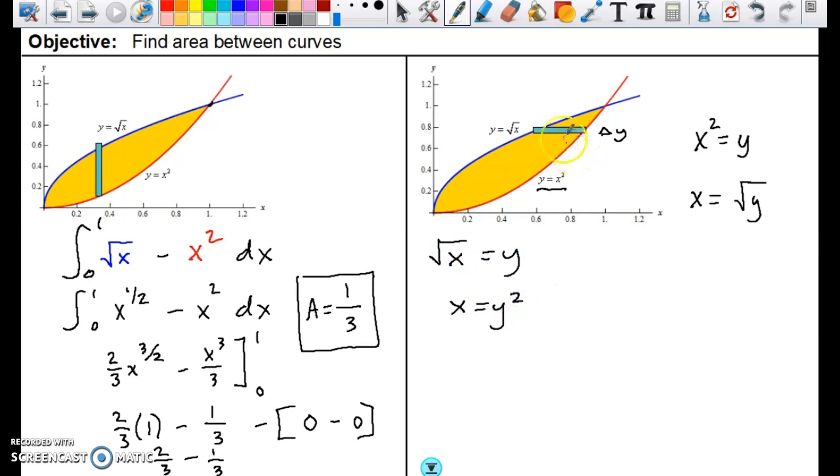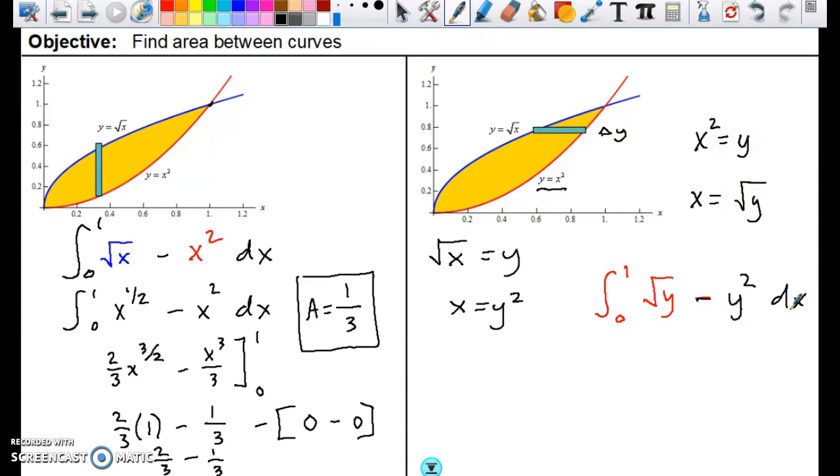And which one's the top, the red or the blue? Well, you could see that the red now is the top. I'm looking at it kind of sideways, so I want the integration. What are the bounds? 0 to 1 again. And it's going to be, the top one should be this guy, square root of y, minus, then this would be y squared.